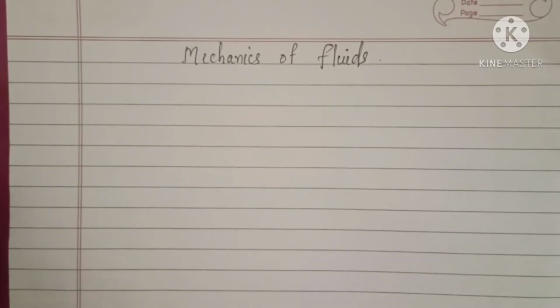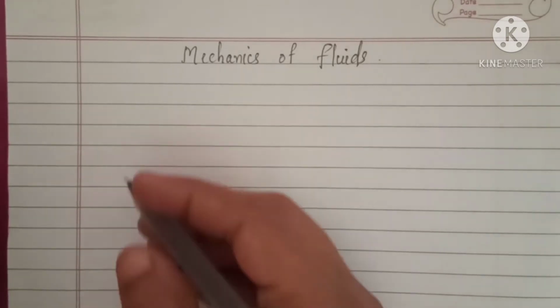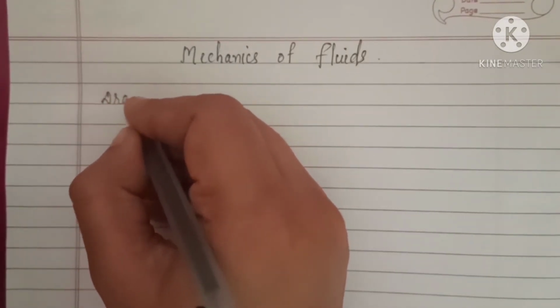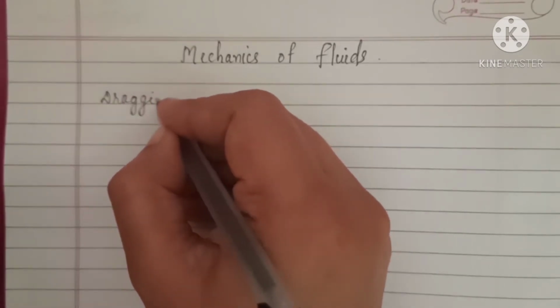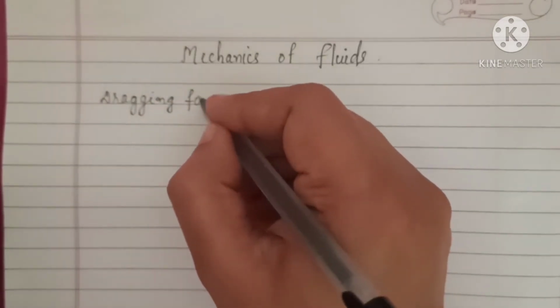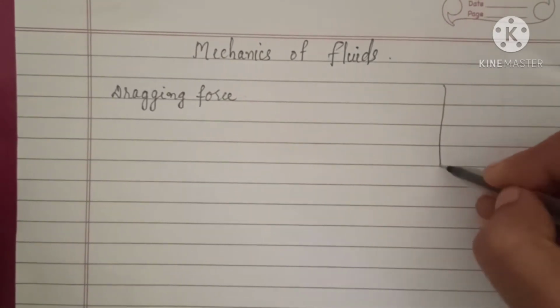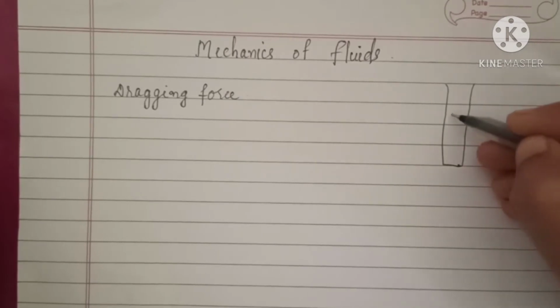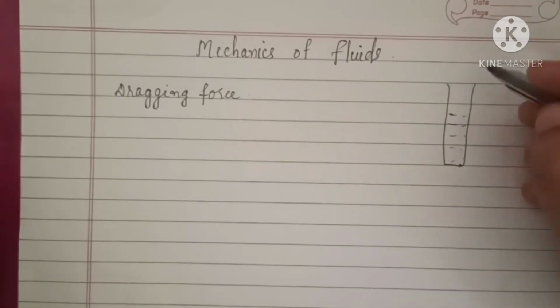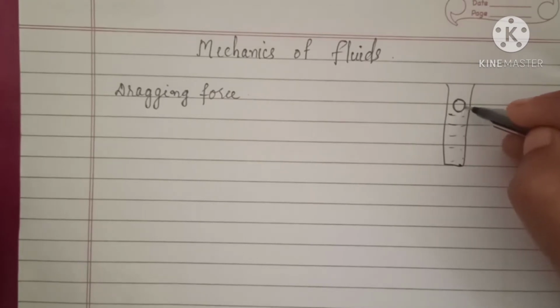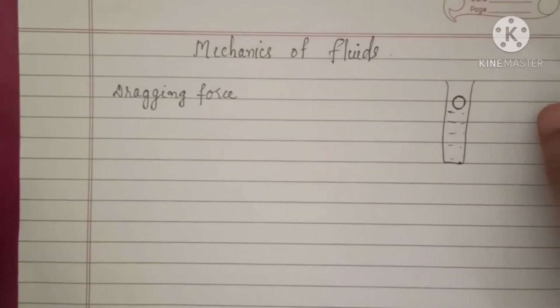So we were discussing the chapter Mechanics of Fluids, and in the last class we discussed Stokes' law, right? Stokes' law gives an expression for the dragging force. The dragging force means that when an object is placed inside a fluid, it will experience a force of friction, isn't it? For example, if you are considering a cylinder filled with fluid, and you are dropping a spherical ball inside this cylinder filled with fluid.